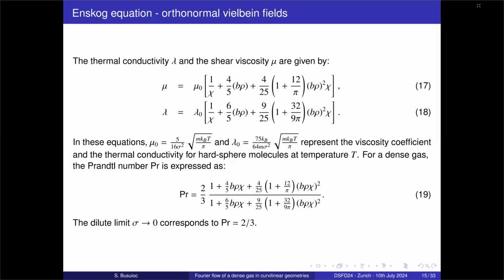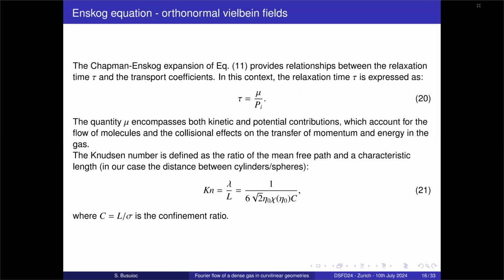For all of this, if you go with sigma to 0, so back to the Boltzmann limit, with no spatial extent or diameter of 0, you'll recover the usual 2/3 Prandtl number for hard spheres. Our relaxation time is given by viscosity over ideal gas pressure, and this is what we plug into our equation. The Knudsen number is given in equation 21.